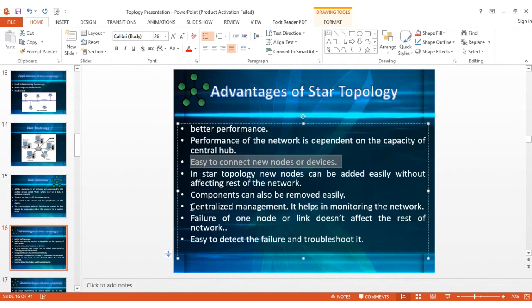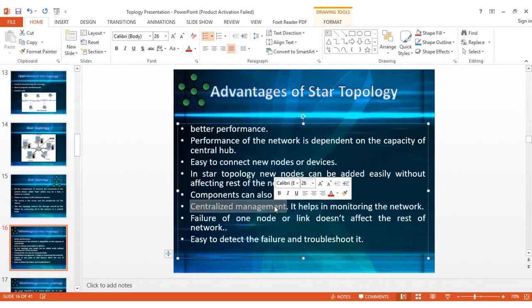And there is what you call centralized management. You must have an administrator who manages that network, because once all the devices are connected to a central device, we can manage them very easily. We can switch off the network, we can switch on the network. For example, maybe you have a server at the middle. We must have an administrator who manages that network. We have what we call centralized control.